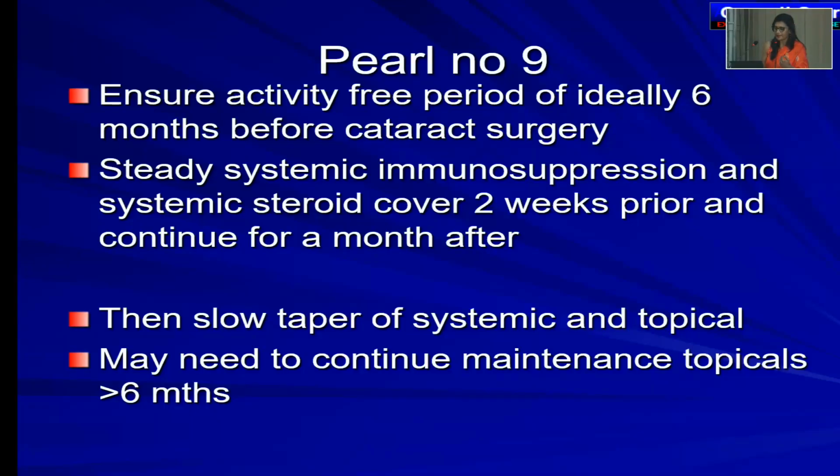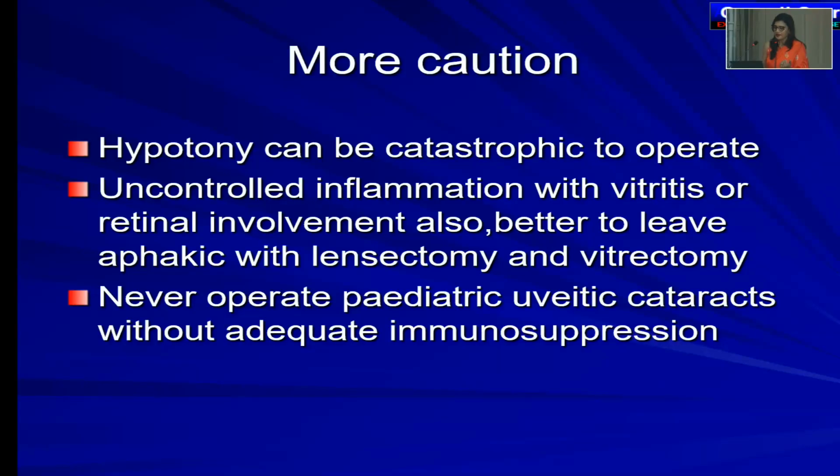Then you slowly taper the systemic and topicals. Remember that you cannot taper the topicals like you do adult cataract surgery. You have to taper it really, really slowly, sometimes over 6 months. Hypotony to begin with is catastrophic, so do not operate a child who has hypotony, less than 10 IOP. You must step up the IOP with your steroids and then only take up for cataract surgery, or you will end up in phthisis. If there is severe vitritis, retinal involvement, uncontrolled inflammation, it is better to leave it aphakic.